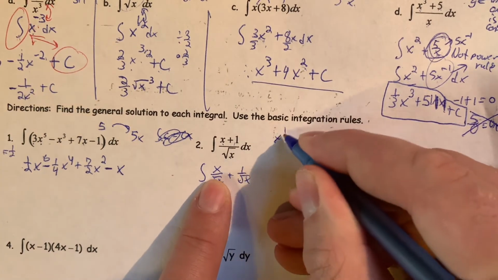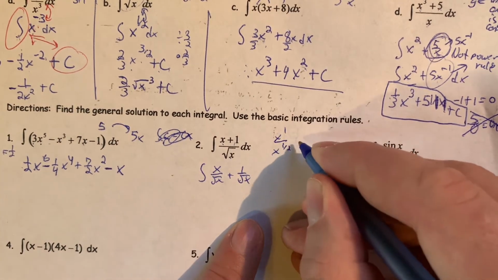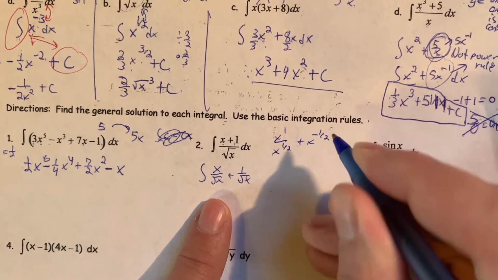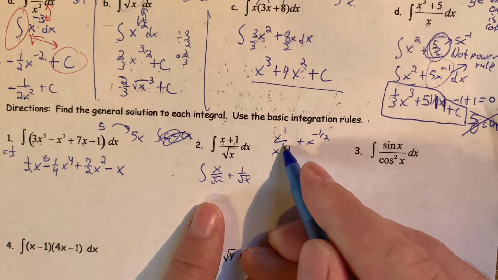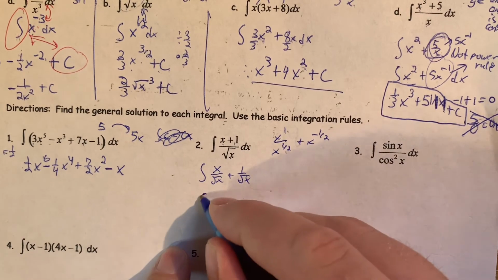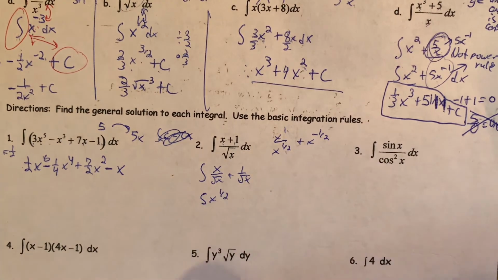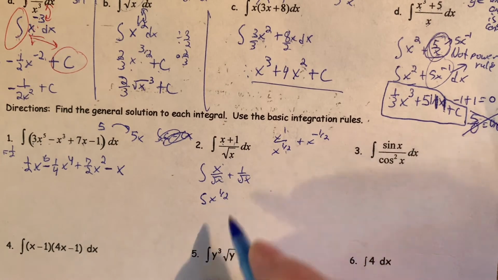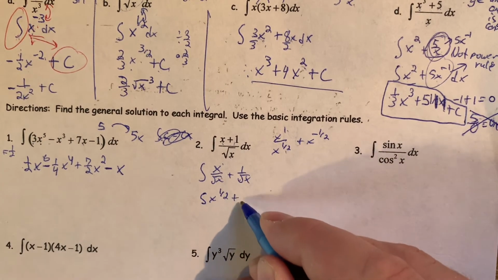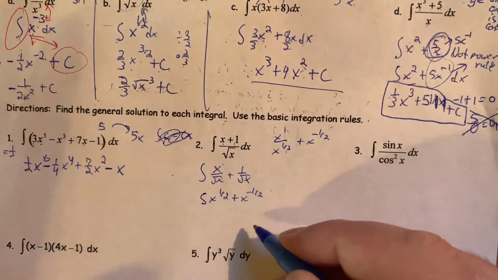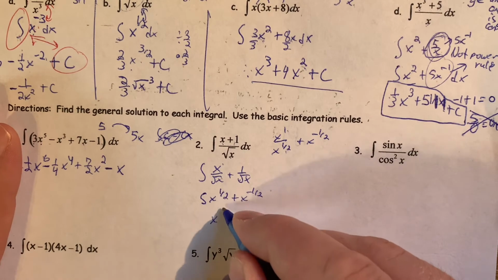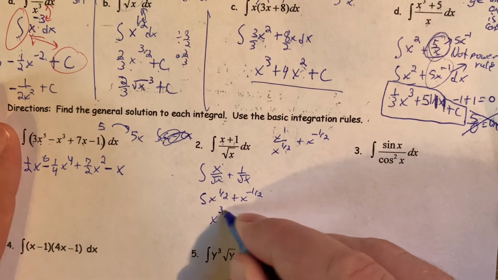So this is x to the 1 divided by x to the 1/2. Here, this is just x to the negative 1/2. When you divide, you subtract the exponent. So 1 minus 1/2 is 1/2 power. So this is 1/2 power, and then this is x to the negative 1/2 power. And now you can do the power rule. We raise the power by 1, so add 2 halves, that's 3 halves, divide by the power.